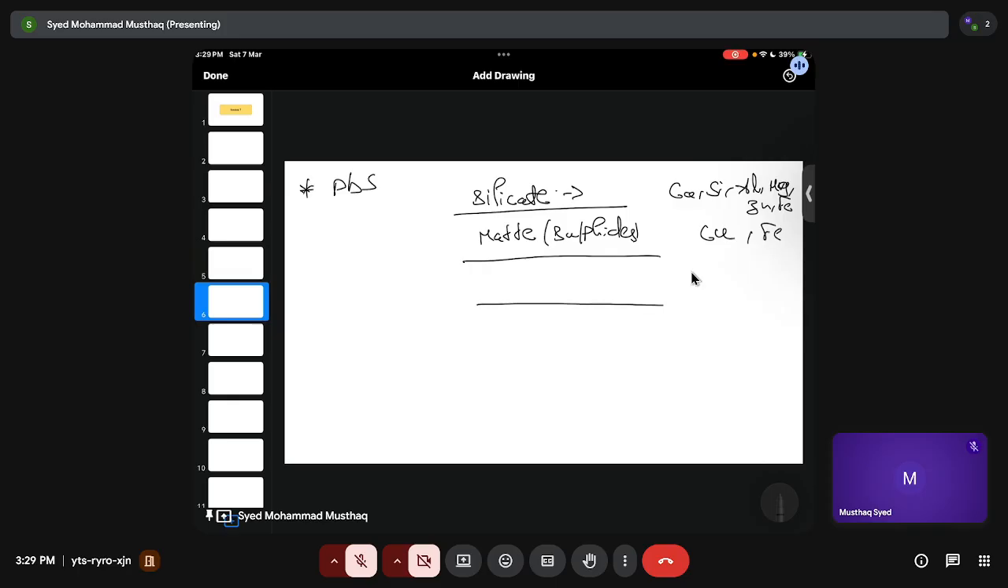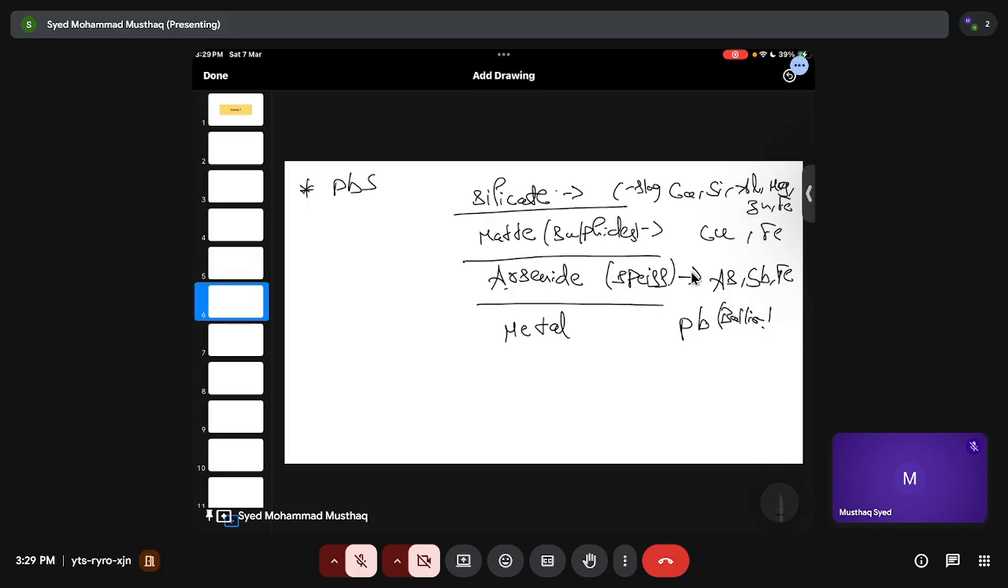Then you will have speiss. So that is arsenides. Arsenide layer, not a species. The name itself suggests I have arsenide, and then your antimony and some part of iron, and finally you will have metal, that means the lead bullion. So this is called slag, this is called matte, this is called speiss, and this is called bullion. These are normal names, not scientific names.